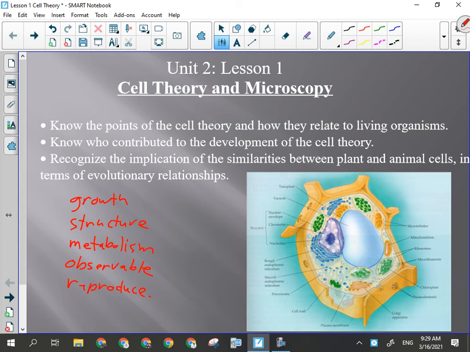Is fire alive? Is fire a living thing? What does fire not have that all living things do? Cells. All living things have cells. But if you don't put that in there, fire can be classified as a living thing. It grows, it consumes fuel, exchanges gases, it's observable, it reproduces. A spark flies somewhere else, now you've got two fires. It can fit all of those things, but it's not a living thing.